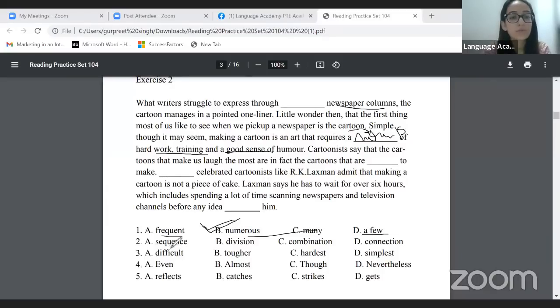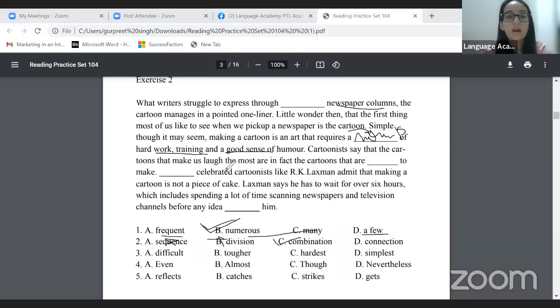Sequence is 1, 2, 3, 4. Hard work, training, and sequence cannot be 1, 2, 3. And to make a cartoon, we don't want to do a division of these three things. And connection is always used with a connection between two things. So we can go with combination, because combination can be of as many things as possible. So it has nothing to do with one or two. So we need a combination of these three things.